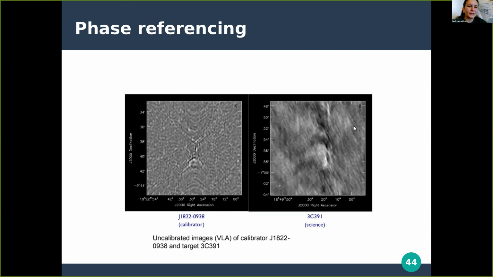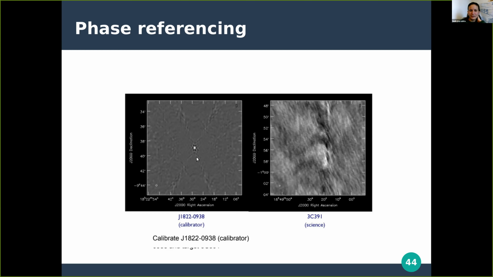So to give you a practical example of phase referencing, this is a calibrator source and a target source, and they don't look like much, right? It doesn't look like there's sources there yet. However, we have a very good model of our calibrator source, and we know what it looks like, and so we can do fringe fitting on it, and we get back an image of our source, okay?